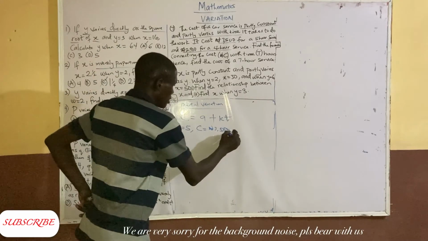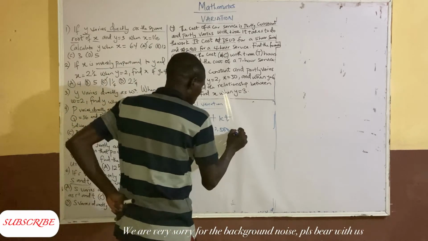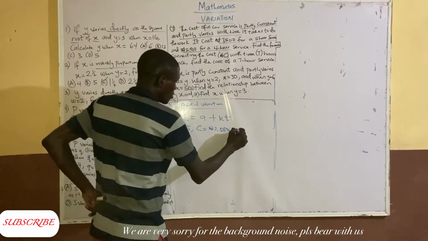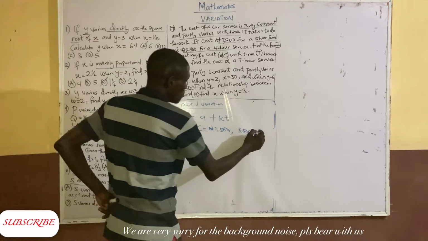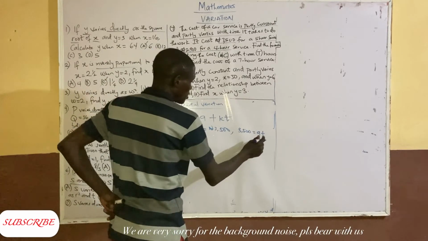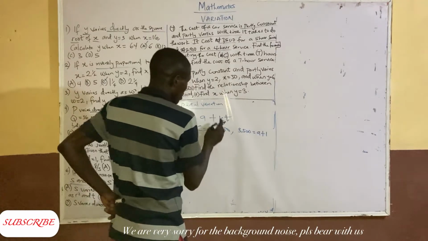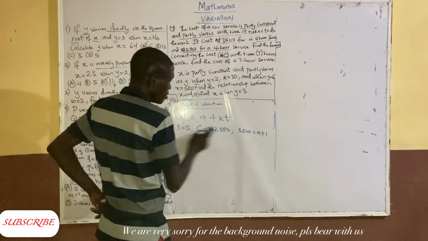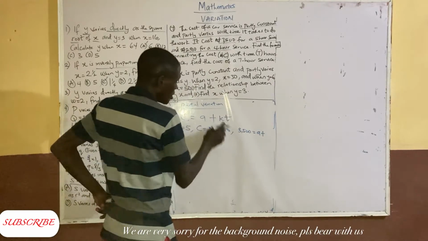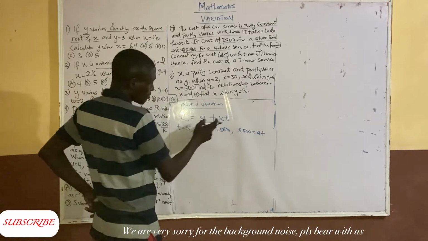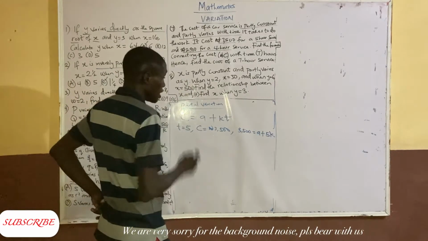So now, if I want to interpret it here, according to this formula, it will now be A plus K times T. T is 5, so K times T will now be 5 times K. So that's that.